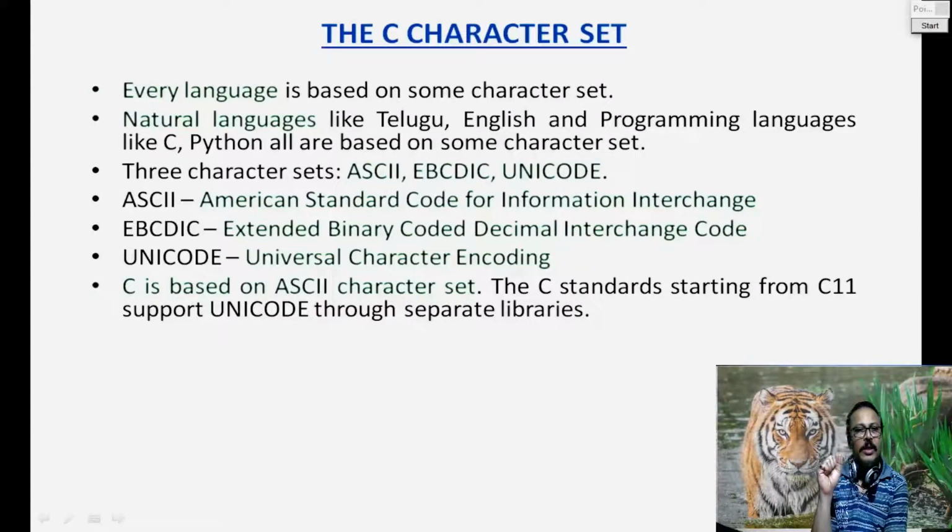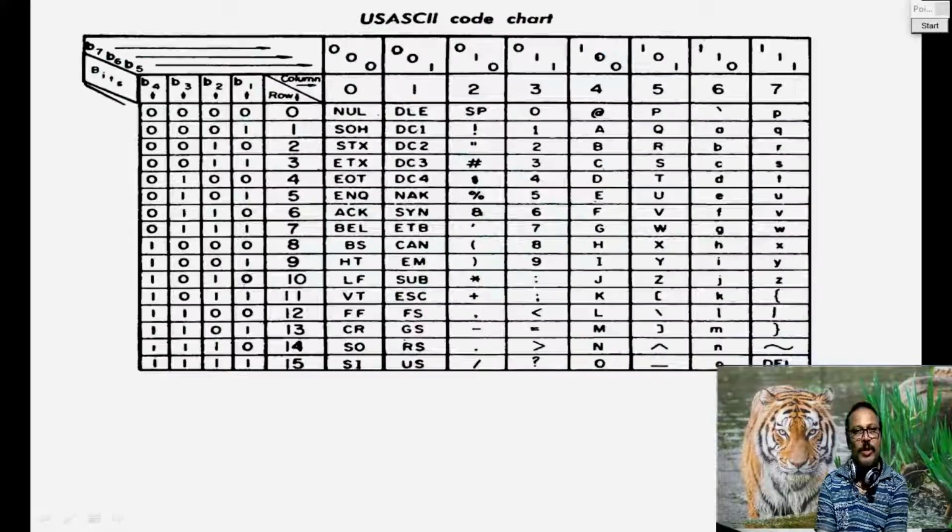Okay. C is based on the ASCII character set. These C standards, starting from C11, support Unicode through separate libraries. But whatever may be the case, you need not bother about the program. The program remains the same. This is the sample chart. You need not understand everything here. The only thing is, you can see the characters and how the characters are represented.